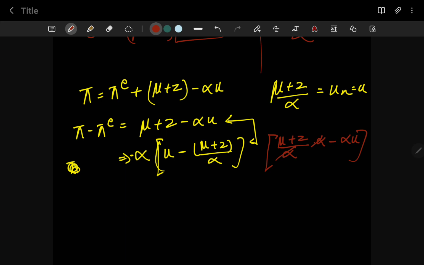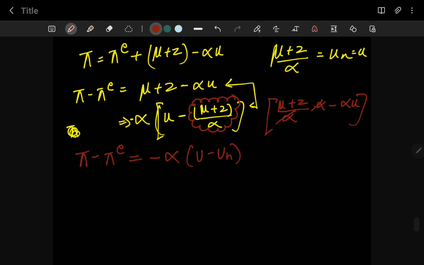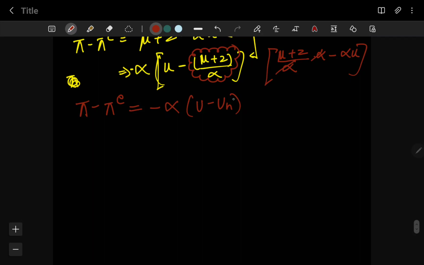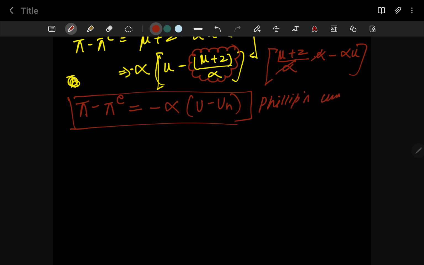But now why do we do this? Because we know mu plus z by alpha is our natural rate of unemployment. So we have pi minus pi e equal to minus alpha times u minus u_n. And this equation that you see here is the most important equation of Phillips curve. Right? Easy to understand? Yes, so this is what you are basically supposed to remember.